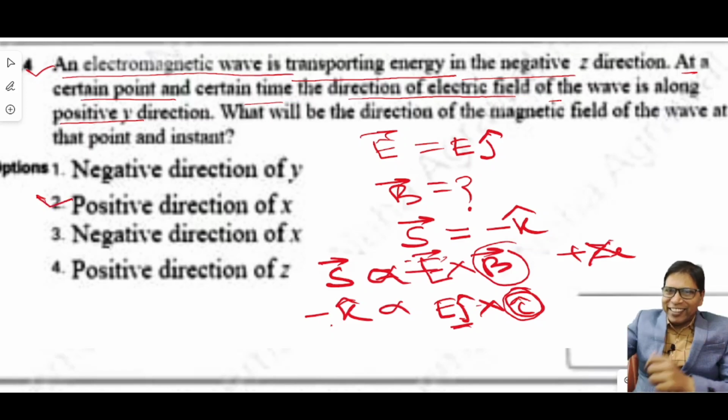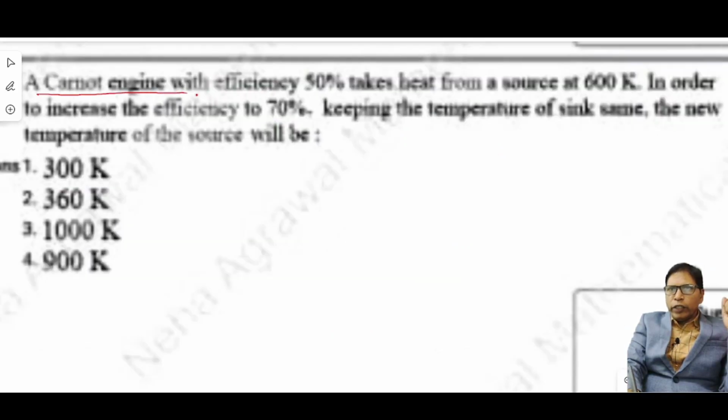Okay, understood. Next, a Carnot engine with efficiency 50% takes heat from the source at 600 K.